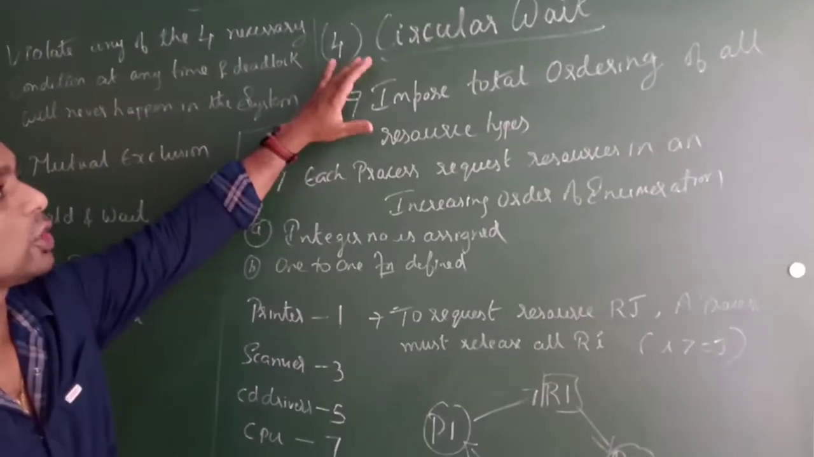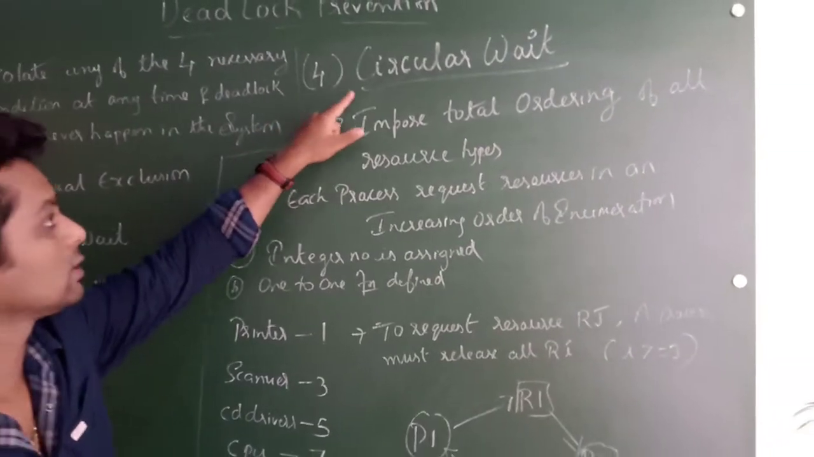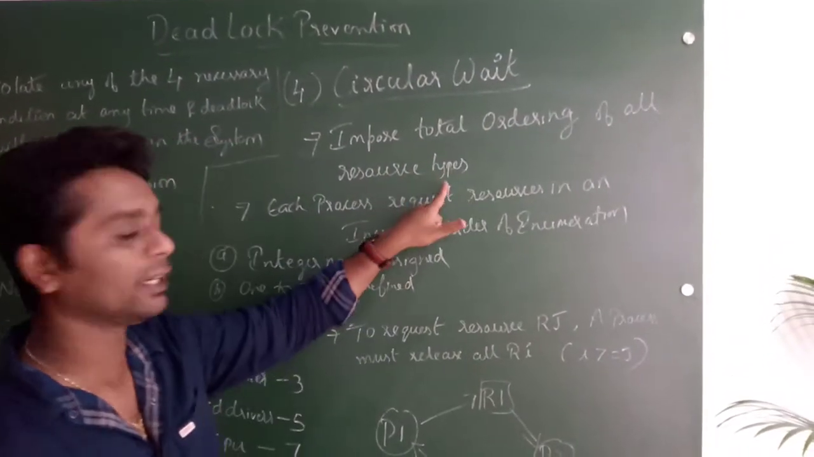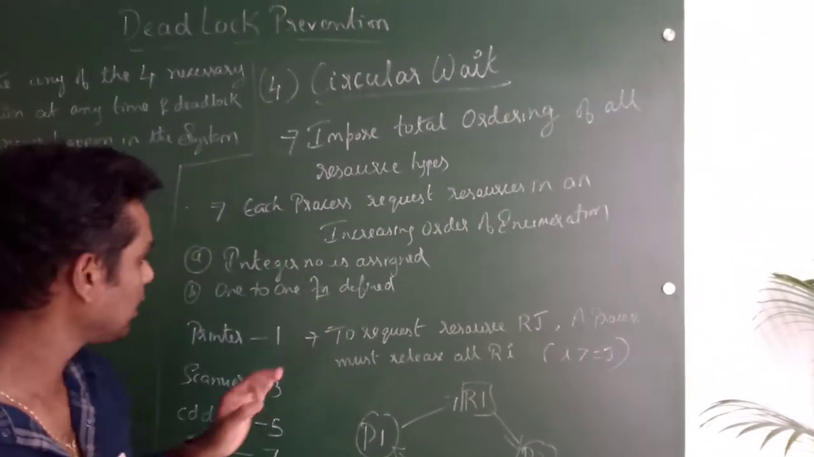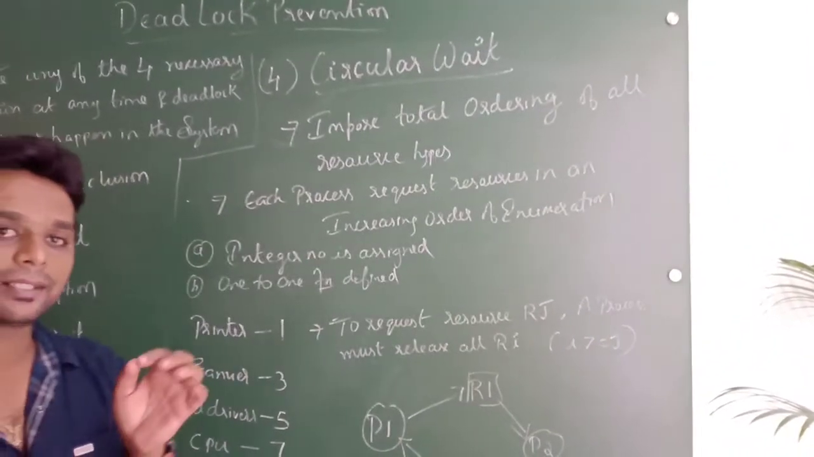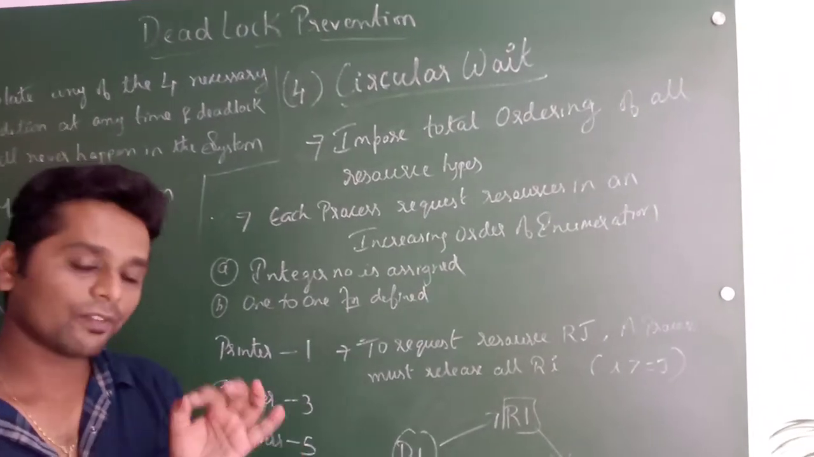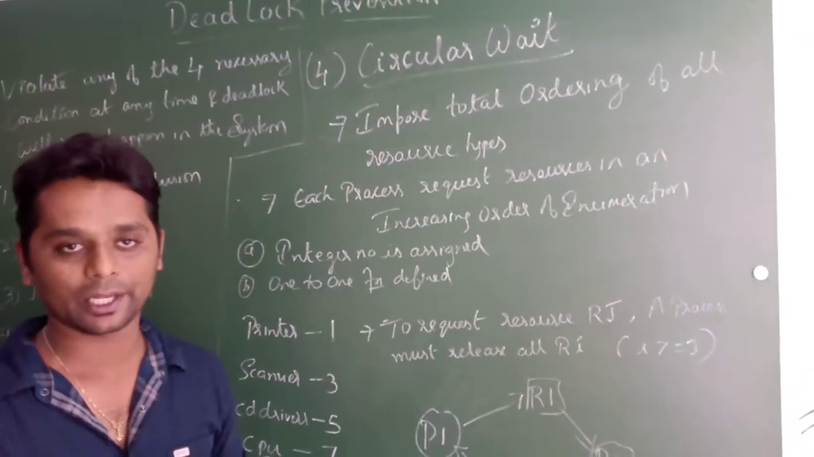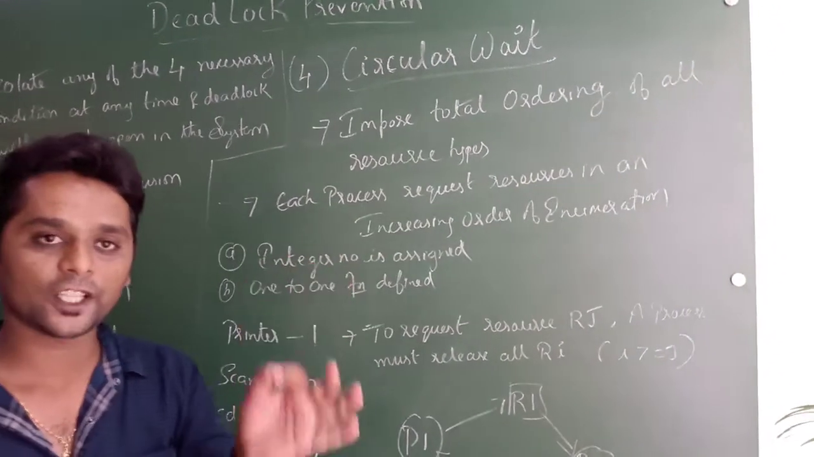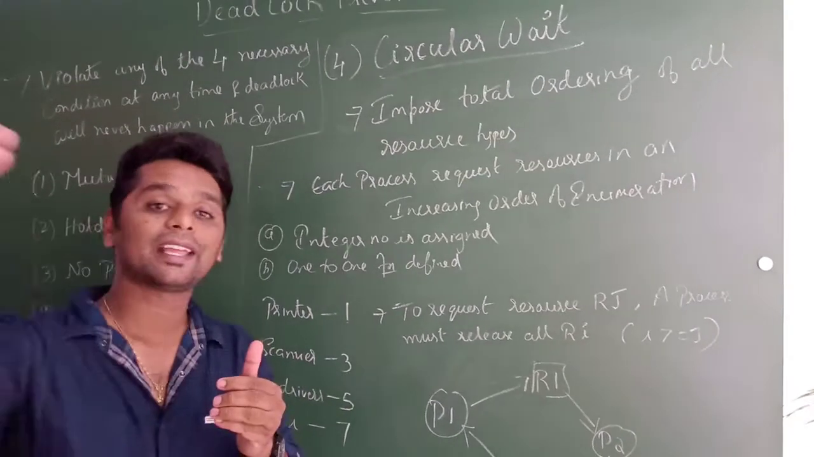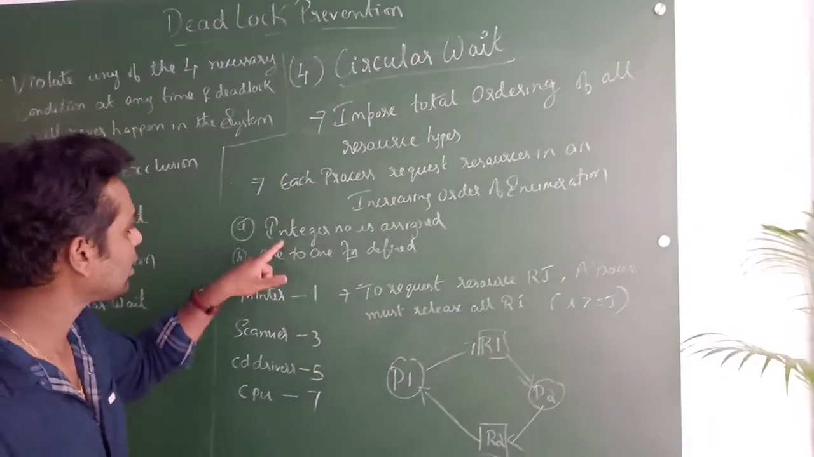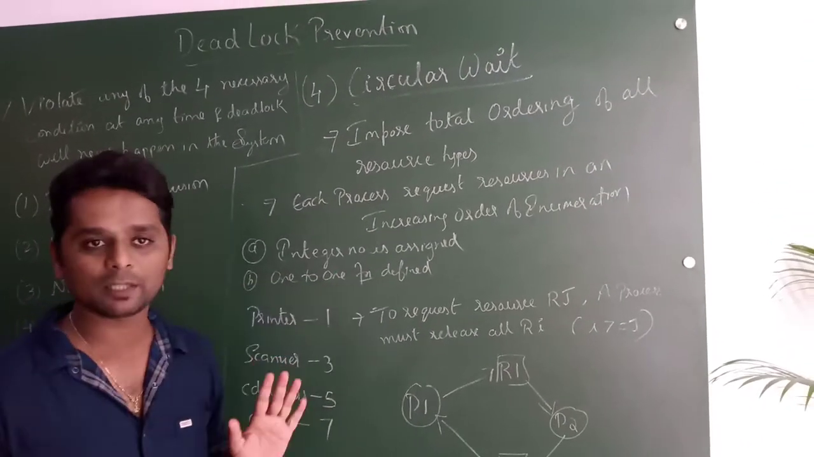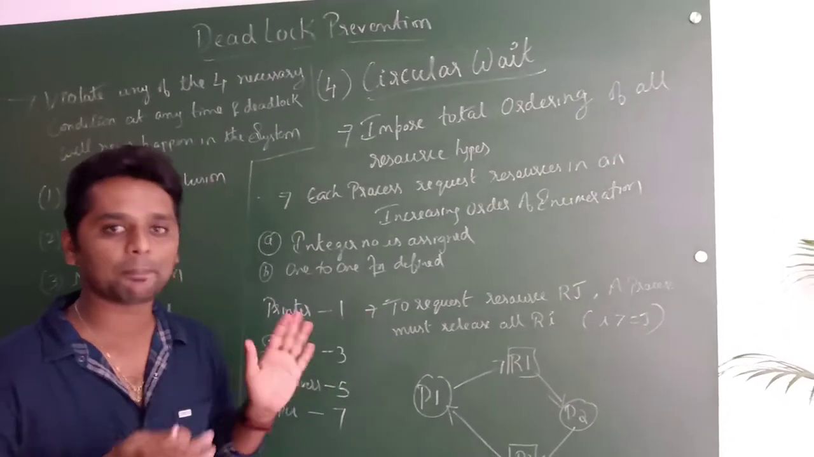The last one is circular wait. One way to ensure that this condition never holds is to impose a total ordering of all resource types. Total ordering means that for every resource you assign an integer number, and whenever you request resources, you must request them in increasing order of enumeration. So each process can request resources in an increasing order. For that, an integer number is assigned to every resource; a one-to-one function, a one-to-one mapping, is defined.